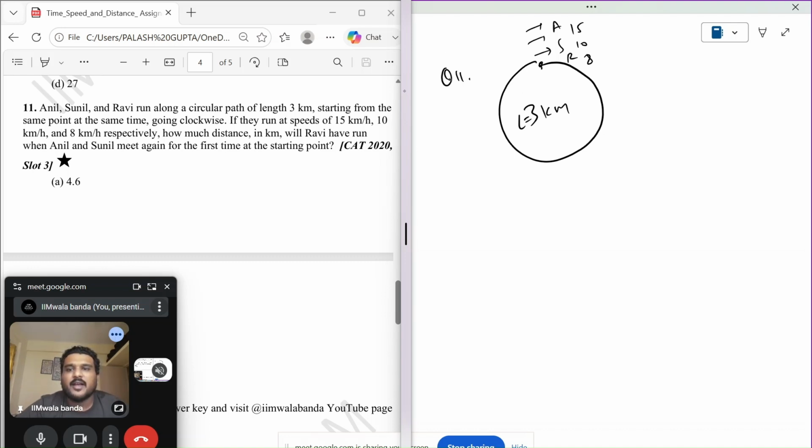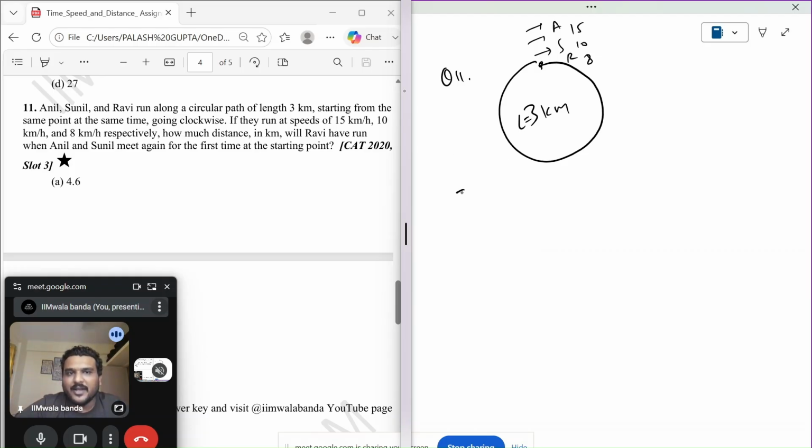point? Again, if you've done the video on circular path, you know it's pretty direct. But again, I'm assuming that you don't know, and we will use common logic. So the question is literally saying that when A and S meet the first time at the starting point, which we just did a couple of questions back, how much distance would Ravi have run? So I just need to find what is the time that has elapsed when A and S meet at the starting point for the first time.